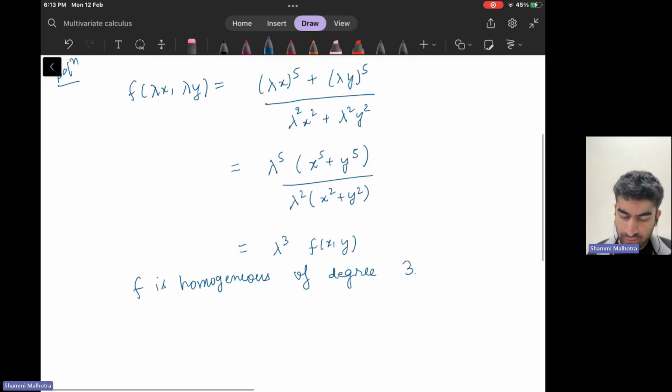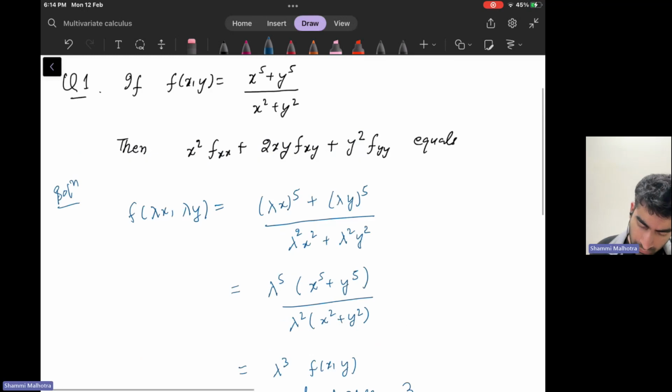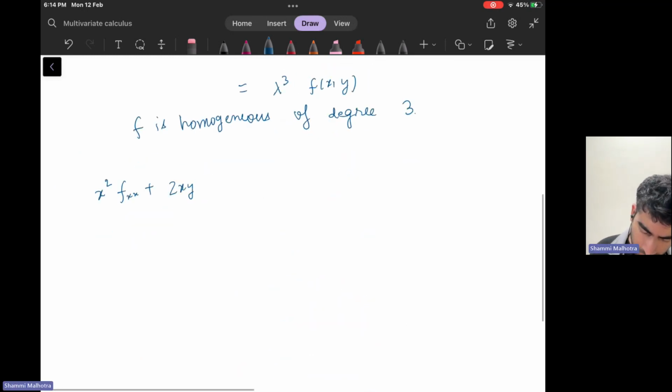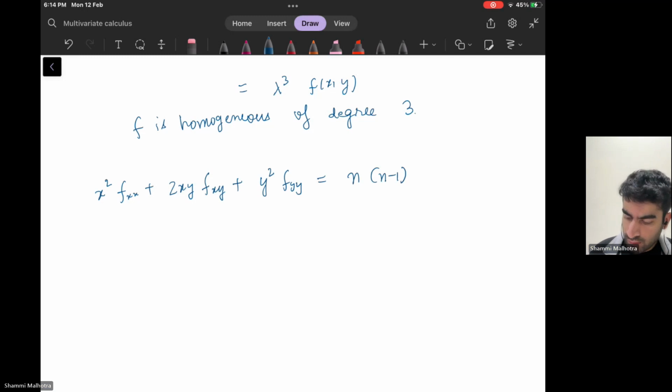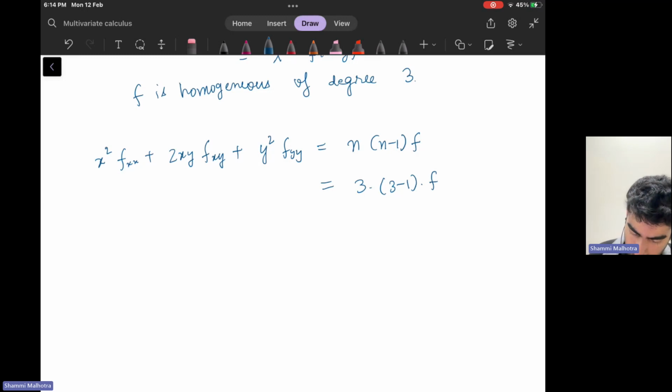Now for the homogeneous function, what we have said is that this expression, x squared f_xx plus 2xy f_xy plus y squared f_yy, is nothing but n times (n minus 1) times the function. Here the degree is given to be 3, so this will be 3 times (3 minus 1) f. So this will be nothing but 6 times f. This will be our answer.